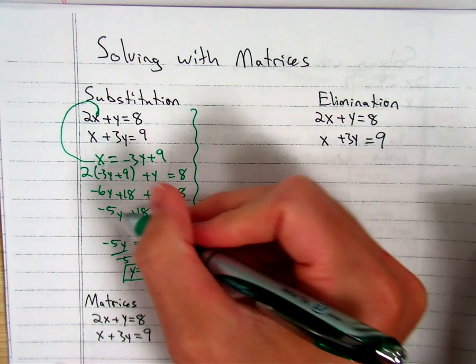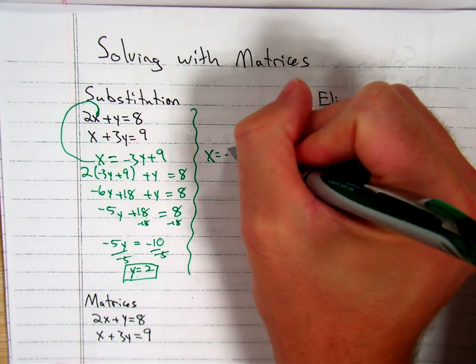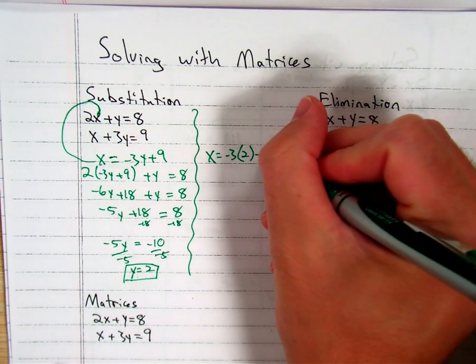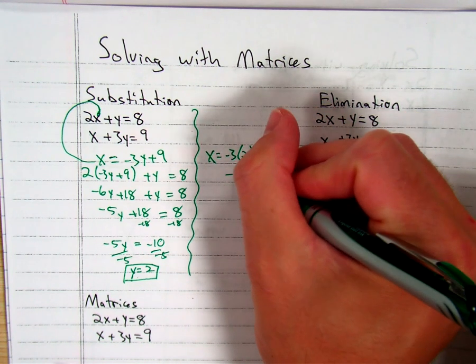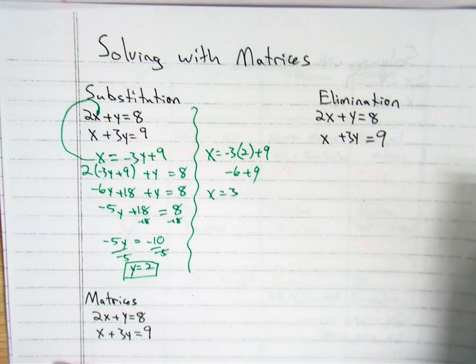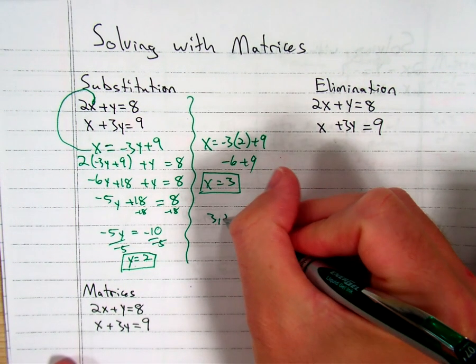And then we're going to bring that back up to our x equals equation. Negative 3 times y. Well, I know what y is. y is 2. Plus 9. x equals 3. So we'll have (3, 2).